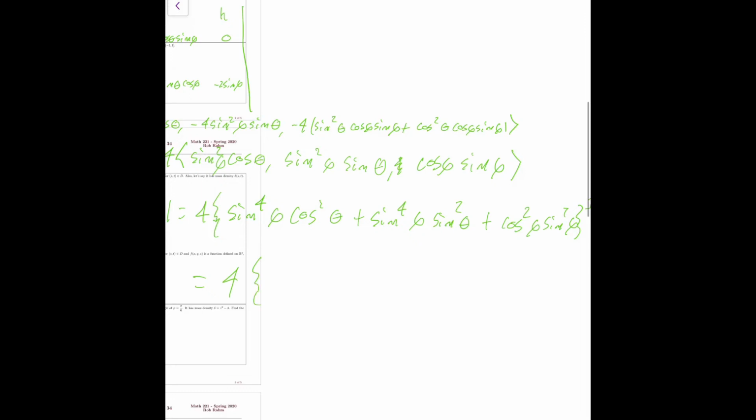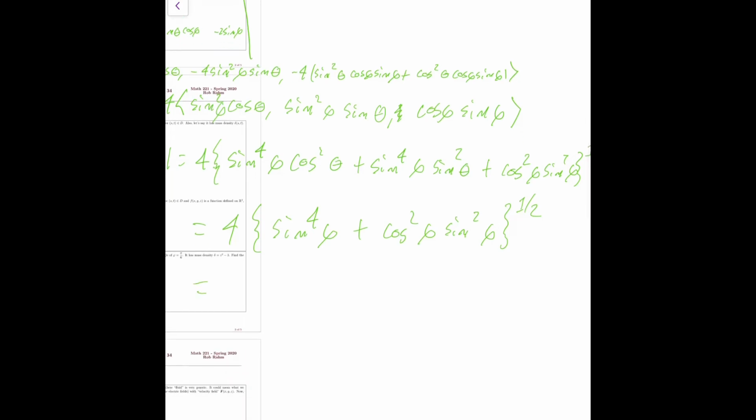Okay, so what's going to happen inside? Well, cosine squared theta plus sine squared theta is equal to 1, and they're both multiplied by sine to the power of 4 phi. So this just becomes sine to the power of 4 phi plus cosine squared phi sine squared phi. We're taking the square root of this.